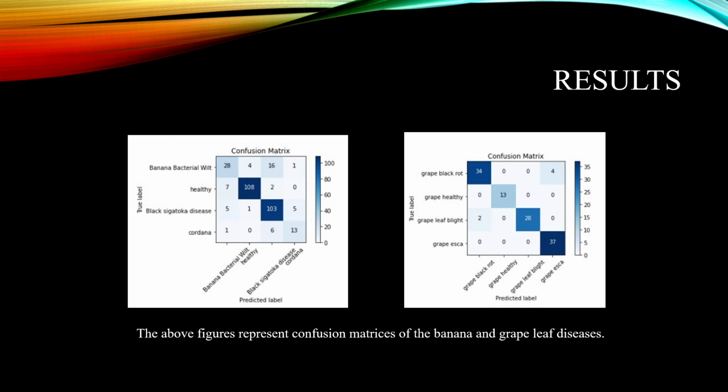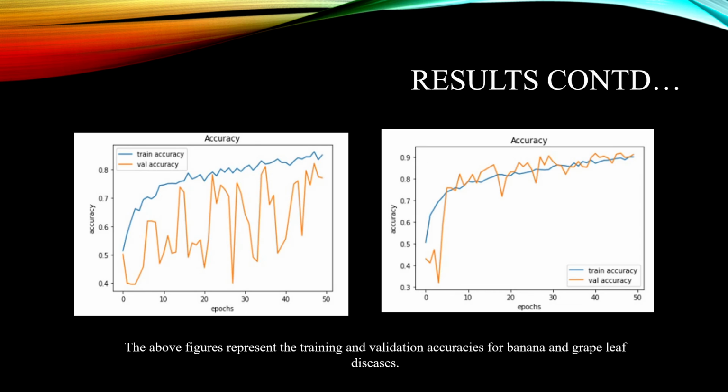And so after applying these algorithms of optimization and classification, we got the two confusion matrices. One is for banana towards the left with the 3 diseases and the healthy leaf, and second is for the grapes with the diseases and the healthy leaf. And we have obtained an accuracy of more than 80% for banana and more than 90% for grapes, as you can see in the graphs.